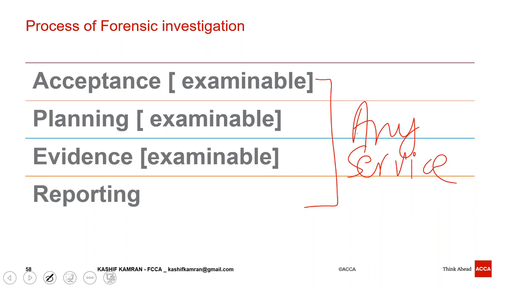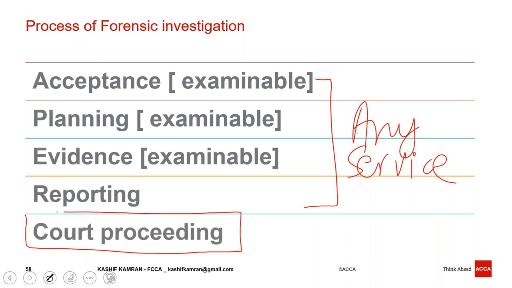What's different? Court proceeding. Court proceeding is something exceptional and is the more important part of forensic investigation. So the auditor can go to the court if so requested by the management. Now, out of the process, obviously reporting has never been part of P7. Reporting comes on the audit side. Acceptance has been examinable, planning has been examinable, evidence has been examinable, in terms of forensic, I'm talking about, right? So let's see the exam focus of forensic, and let's see how forensic has come in the past paper.